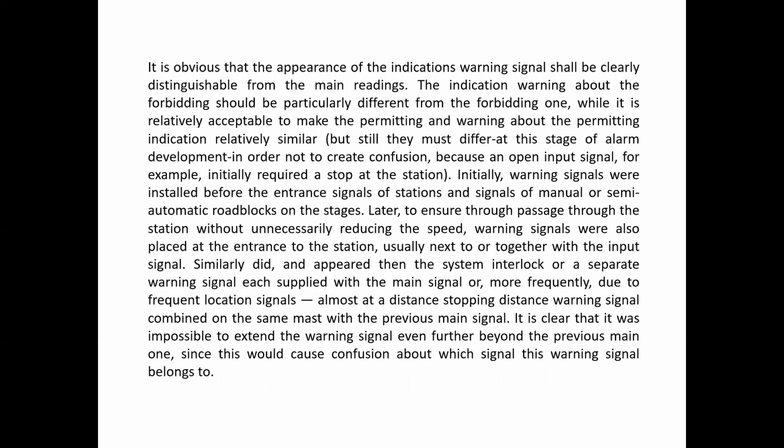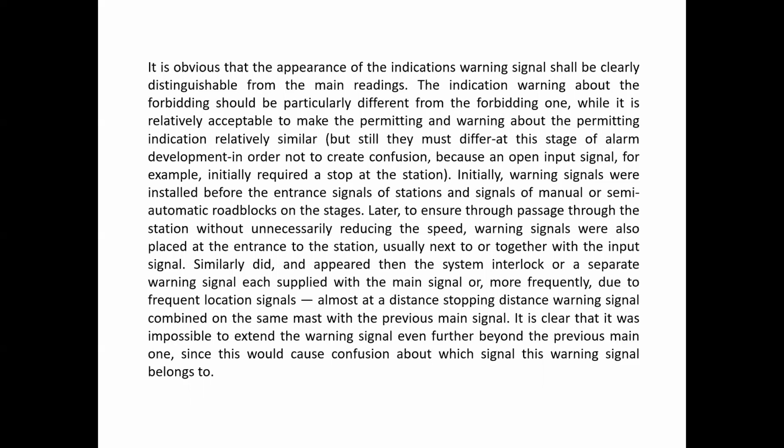It is obvious that the appearance of the indications of the warning signal shall be clearly distinguishable from the main readings. The indication warning about the forbidding should be particularly different from the forbidding one, while it is relatively acceptable to make the permitting and warning about the permitting indication relatively similar. But still they must differ at this stage of alarm development in order not to create confusion, because an open input signal, for example, initially required a stop at the station.